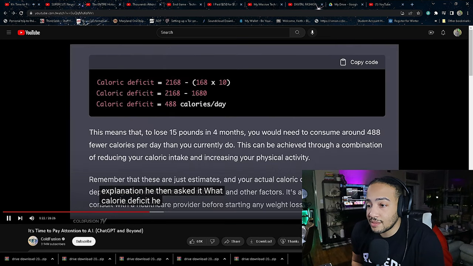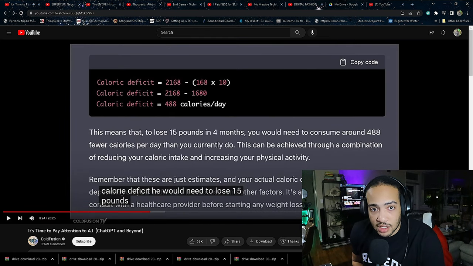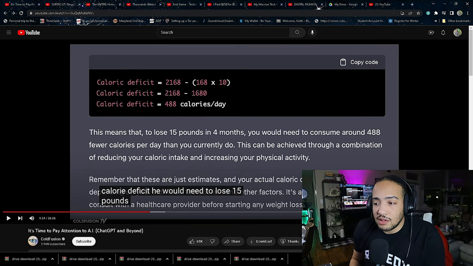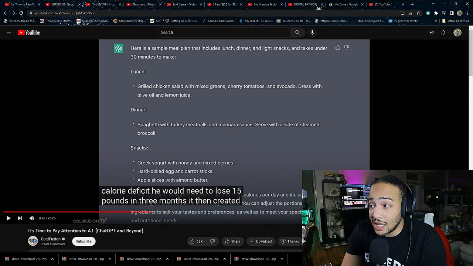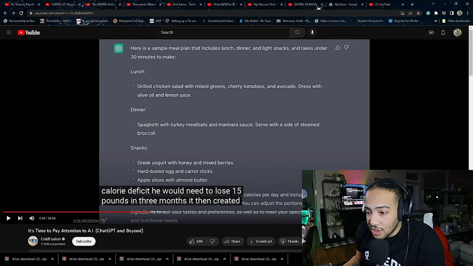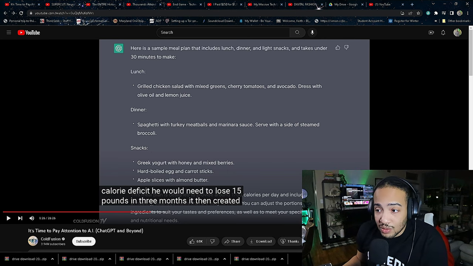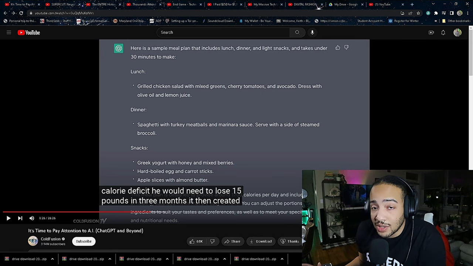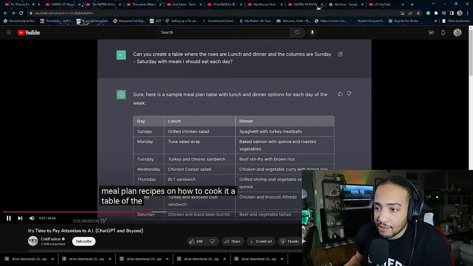He then asked it what calorie deficit he would need to lose 15 pounds in 4 months. And here's a simple plan that includes lunch, dinner, and light snacks, and takes under 30 minutes to make. And it looks delicious. Snacks: Greek yogurt with honey and mixed berries, hard-boiled egg and carrot sticks, apple slices with almond butter. Spaghetti with turkey meatballs and marinara sauce for dinner, served with a side of steamed broccoli. And for lunch, you've got grilled chicken with mixed greens, cherry tomatoes, and an avocado. The meal plan, recipes on how to cook it, a table of the weekly meal plan, and a grocery list of ingredients.